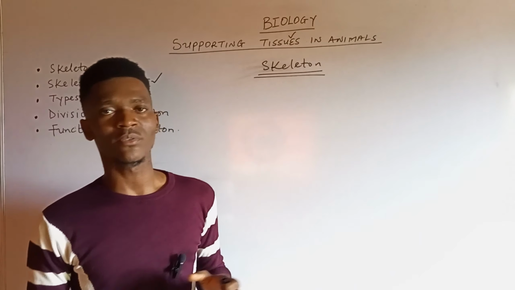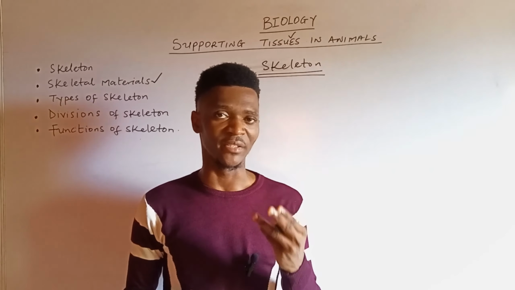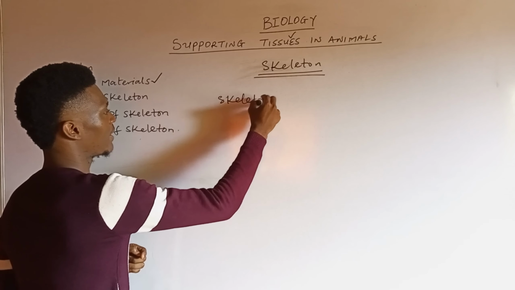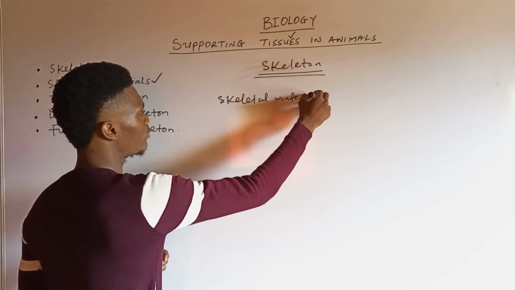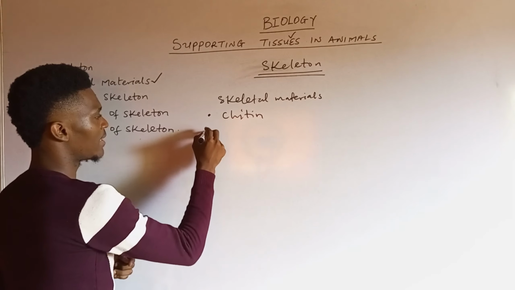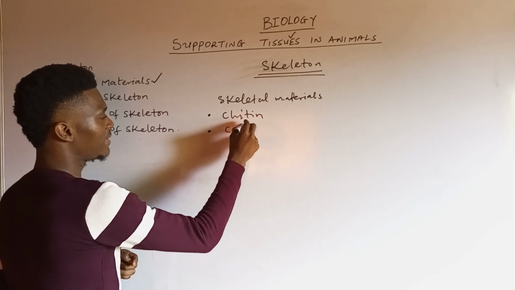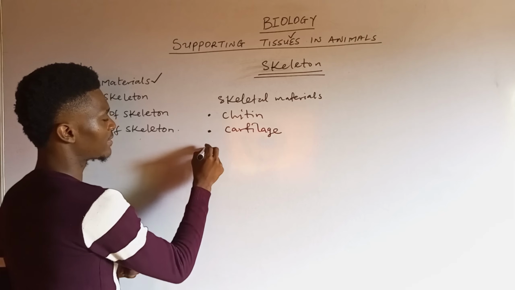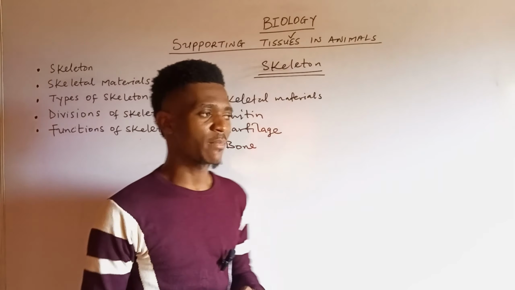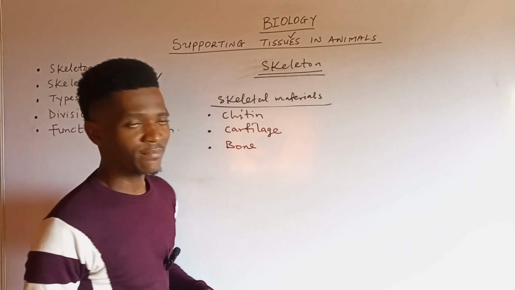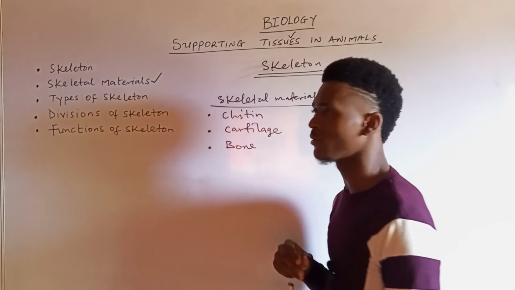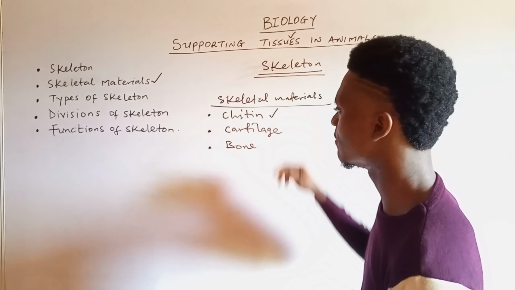Now, looking at the materials that make up skeleton, they happen to be three in number. So the skeletal materials that we have are three, and they include, first, we have the chitin, and second, we have the cartilage, and third, we have the bone. All right, so we have three main skeletal materials, and they are chitin, cartilage, and bone. So we are going to treat them one after the other. To start with, let's consider chitin.